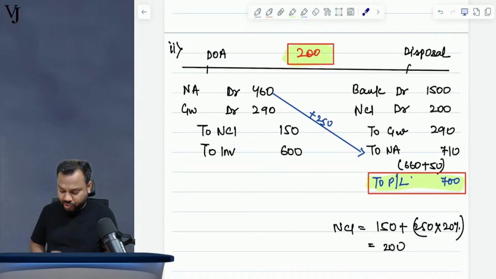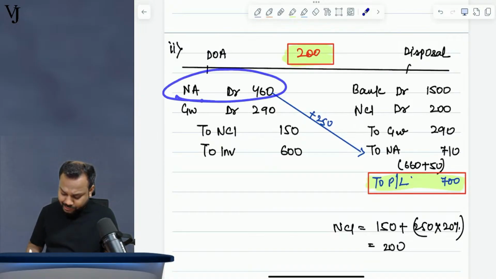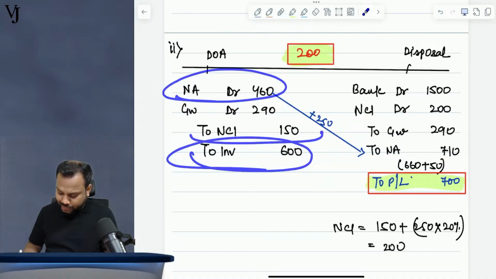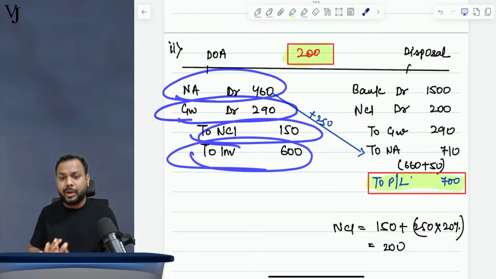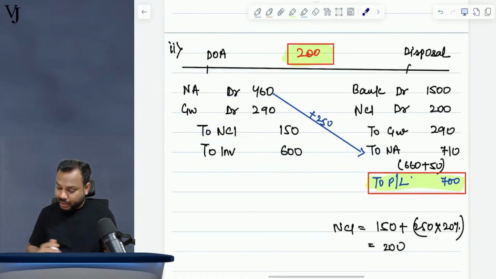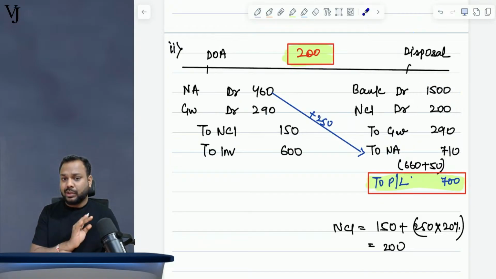On the date of acquisition, the question gives you net assets, investments, and NCI, hence we compute goodwill to be 290. Now, on the date of disposal, we have disposed of the entire investment at 1500. So now what will we do?